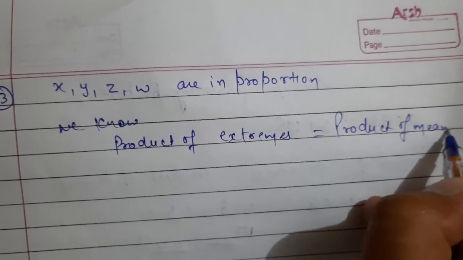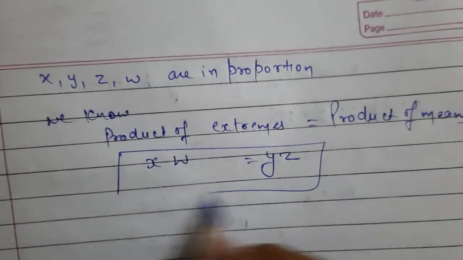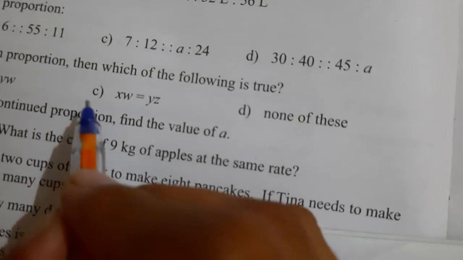Who are at extremes? X, W, Y, Z. X:W is equal to Y:Z. So here option C is our answer.